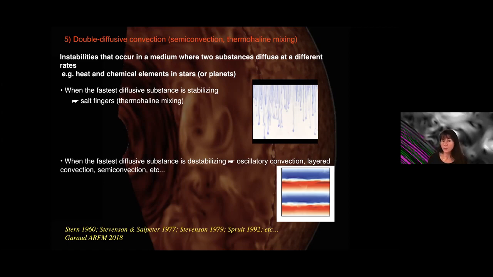And usually in stars or planets, those two substances are heat, which is usually the fastest diffusive substance, and chemical elements. And if you have heat, which is stabilizing the medium, then you have what we call the salt fingers or the thermohaline mixing. And if you have heat, which is the destabilizing substance, then you can have oscillatory convection, layered convection, called also semi-convection. And this can happen, for example, above the convective core of a massive star.